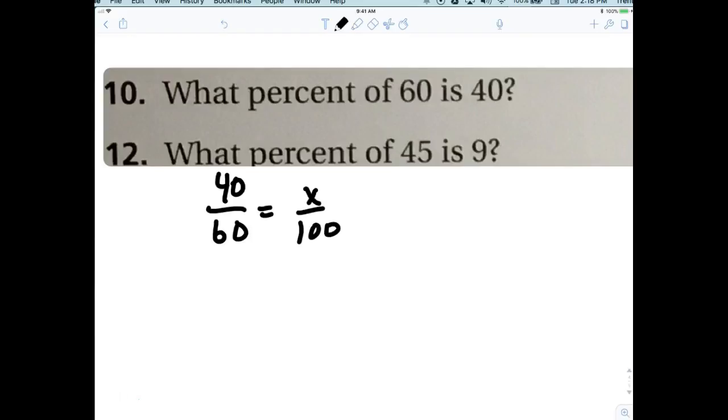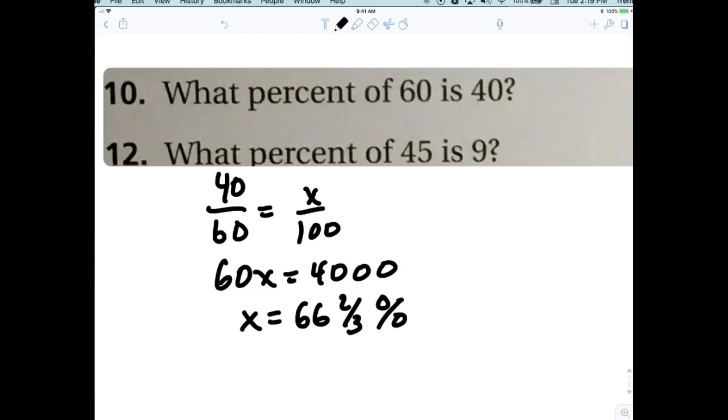And now when you cross multiply and divide, so x is equal to... Now listen, guys, I want you to hear me on this part too, because I'm trying to make you super smart. When you look at your calculator, I want you to be better. What does it say? 66.66, right? Yes. So we're going to say 66 and 2/3%.